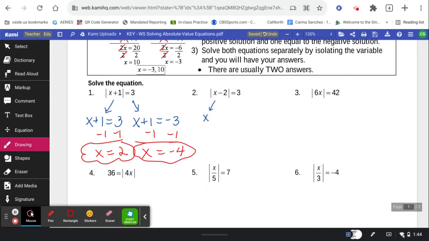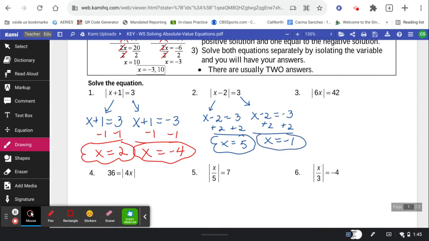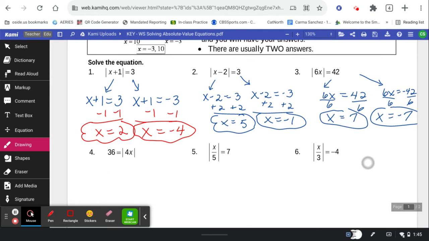x minus 2 could equal 3, or x minus 2 could equal negative 3. First possible answer is 5. Negative 3 plus 2 is negative 1. There's my two answers. Next one, 6x could equal positive 42, or 6x could equal negative 42. So x equals 7, x equals negative 7 as my two possible answers.